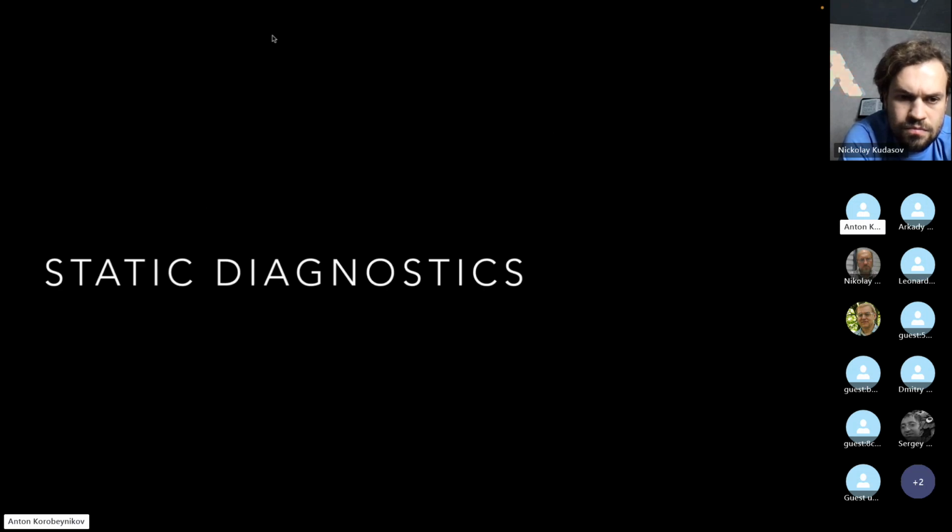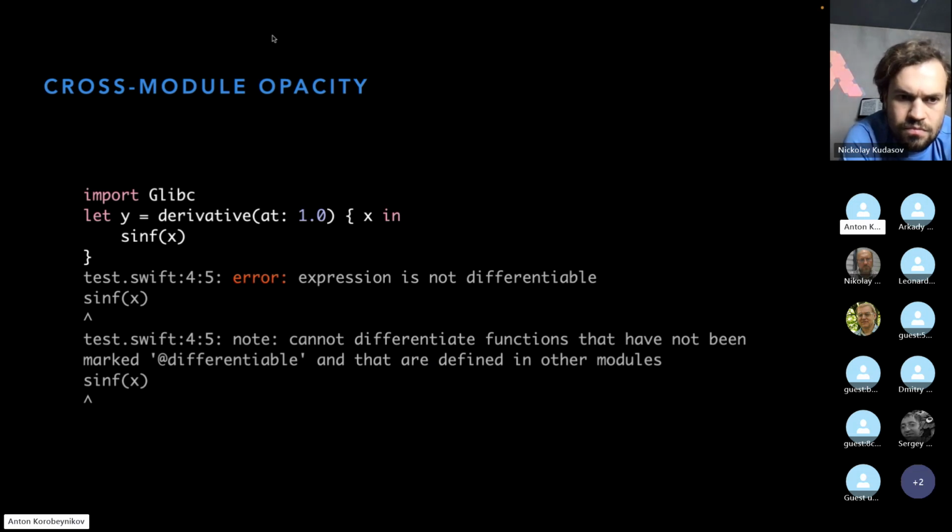Clear diagnostics are essential for productivity. Like differentiable programming in Swift, it provides all kinds of compiler diagnostics to ensure that things are operating properly. Like here, you won't see this kind of error these days because the whole standard library is already annotated with derivatives.